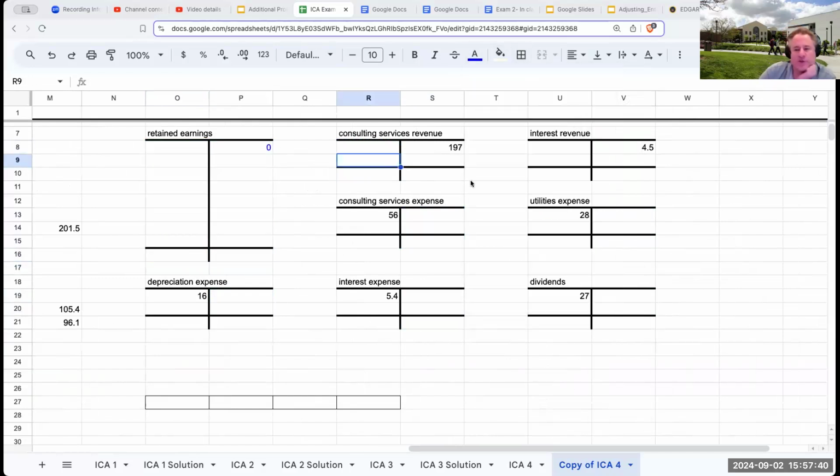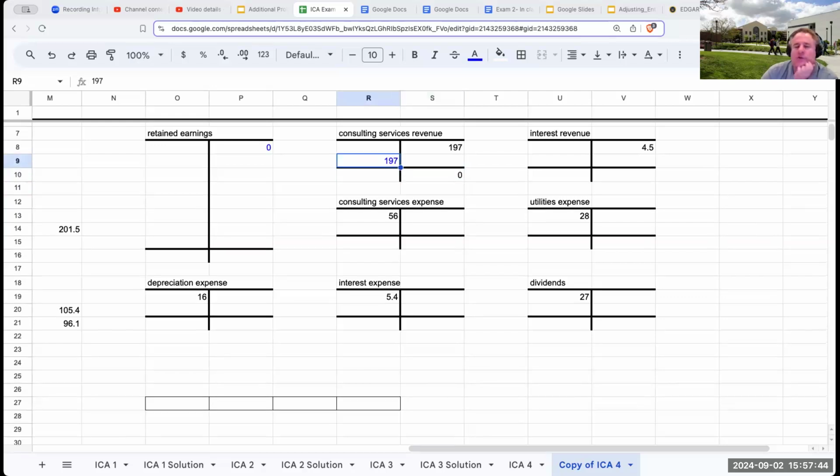To make consulting services revenue go to zero, I need to debit consulting services revenue for 197. For every debit, I need a credit. So I'm going to credit retained earnings. Interest revenue. To make this go to zero, I need to debit the account for 4.5. I do the opposite to retained earnings for 4.5.